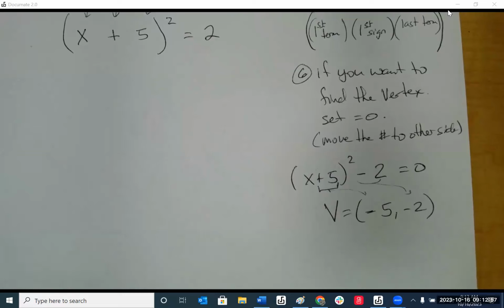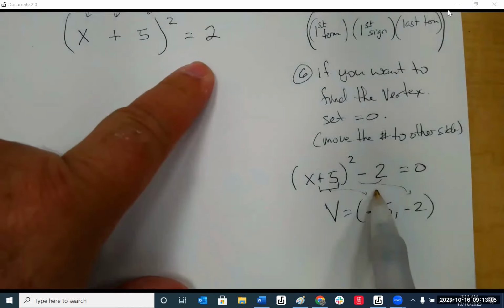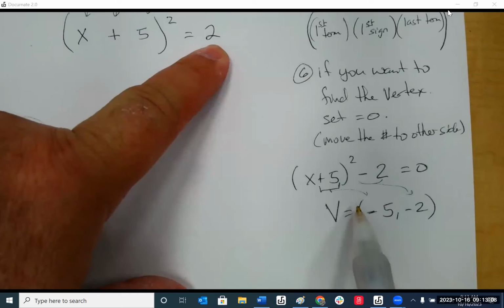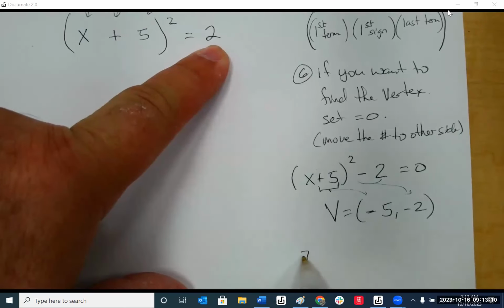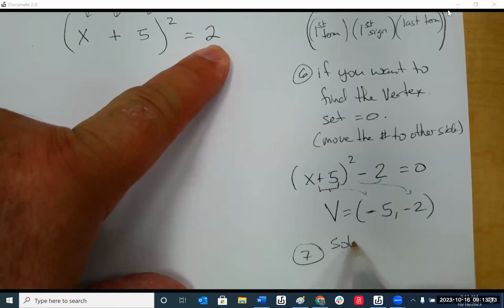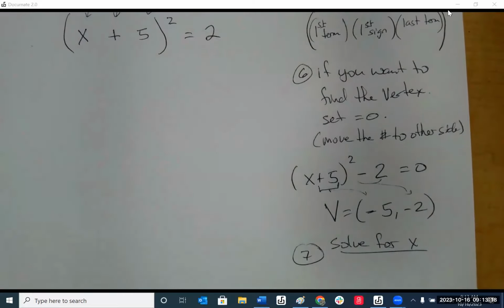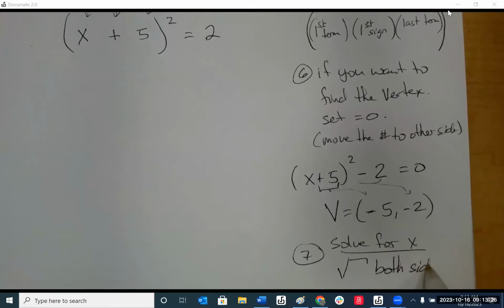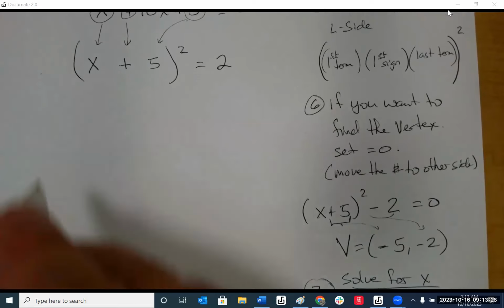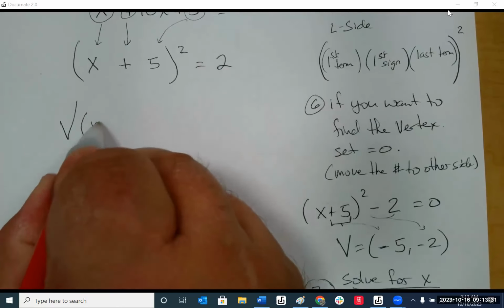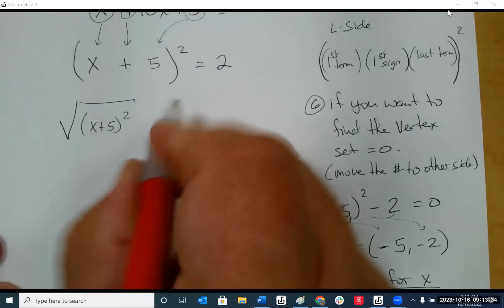Or, here's another thing. If you were given the vertex form originally and you were asked to find the x-intercepts, put it in this form now. Move the number to the other side. Now we solve for x. So we're looking for the x-intercepts. Square root both sides. So we have an x plus 5 squared square root.